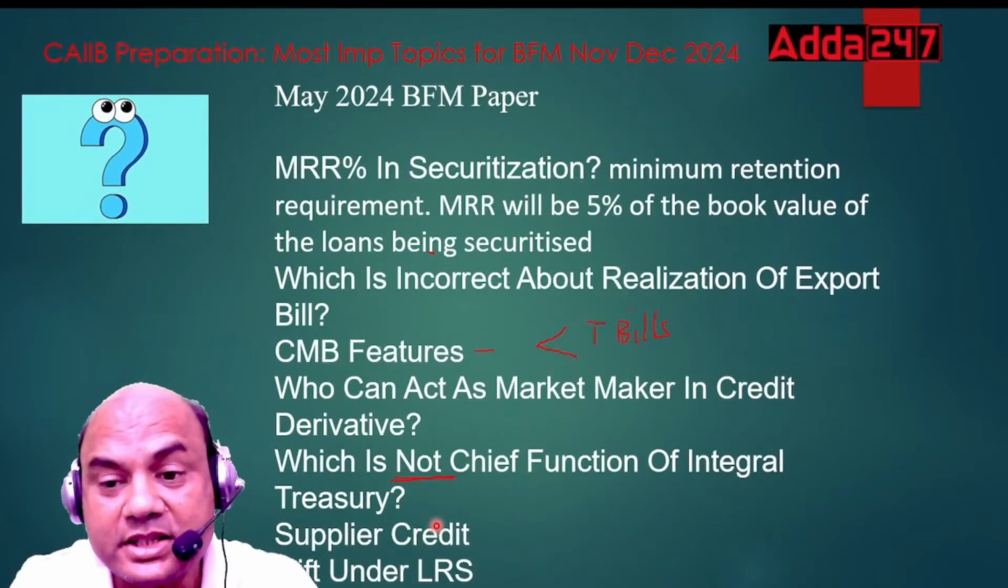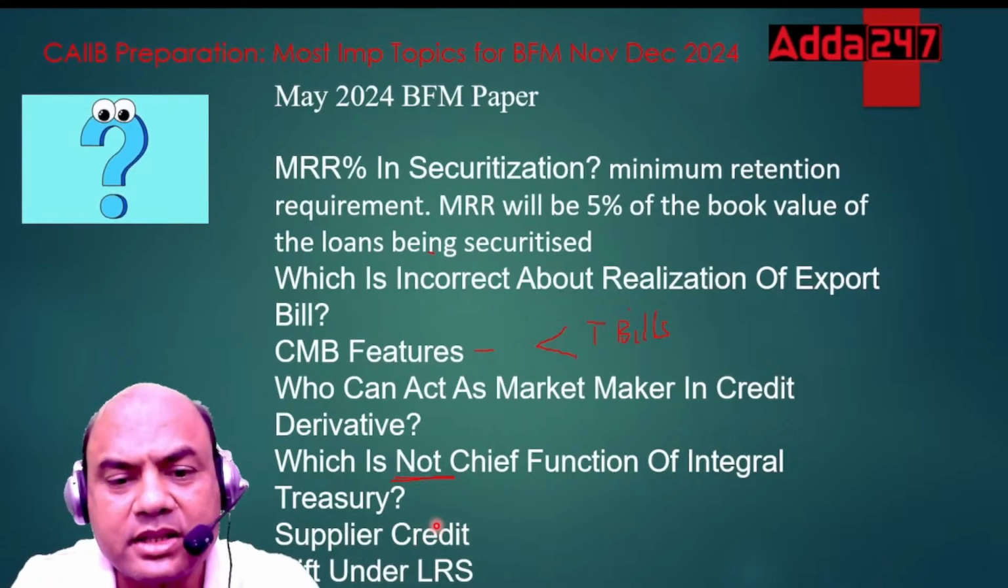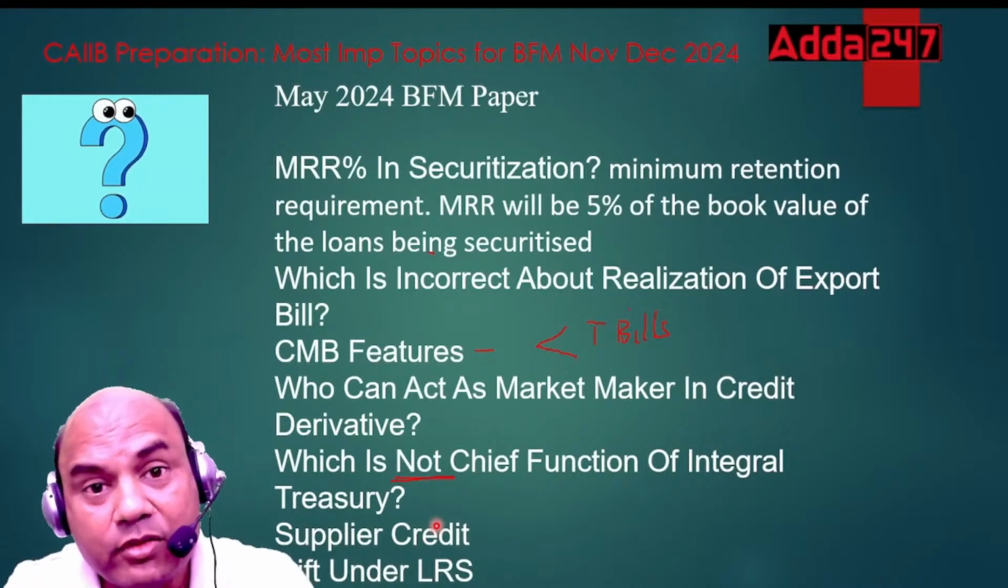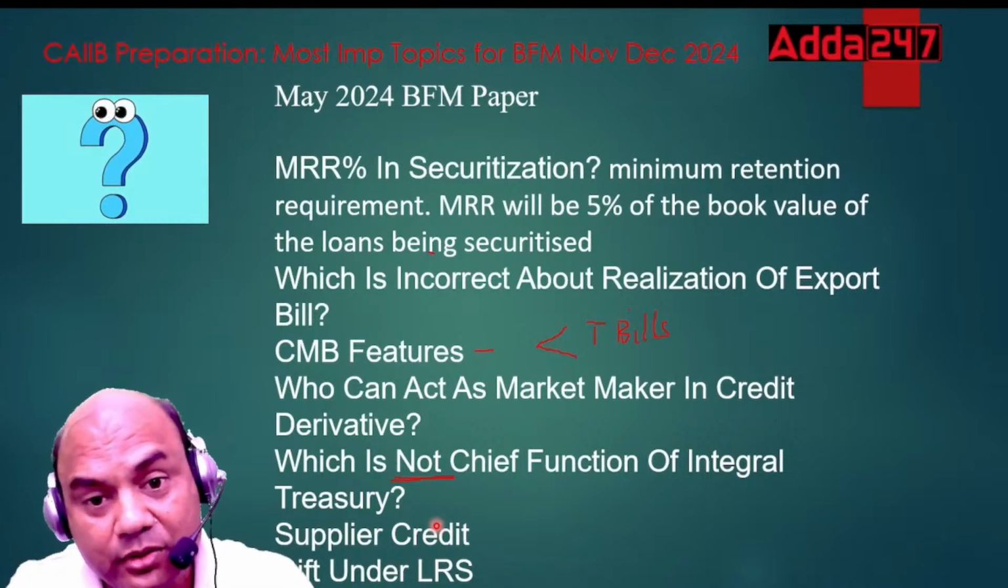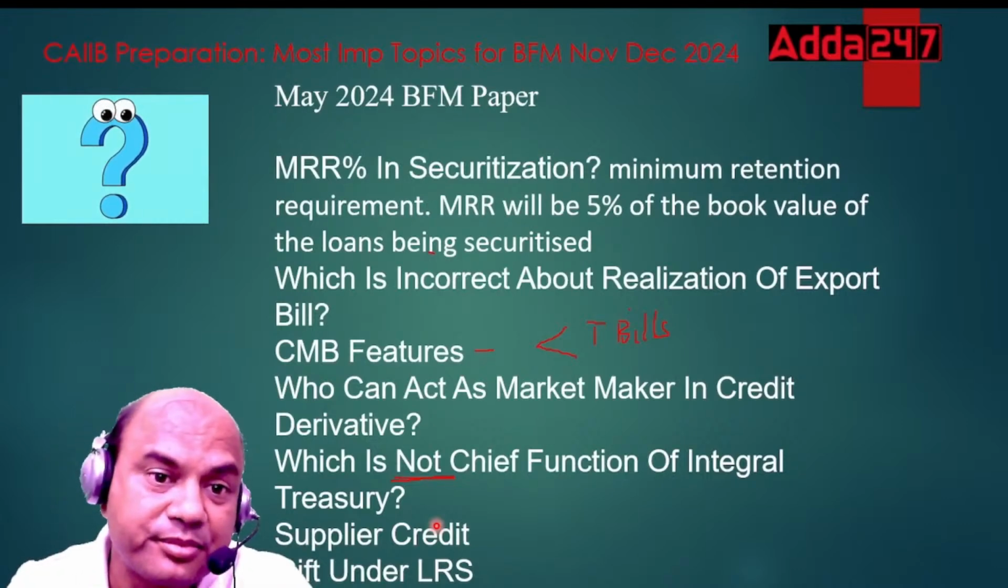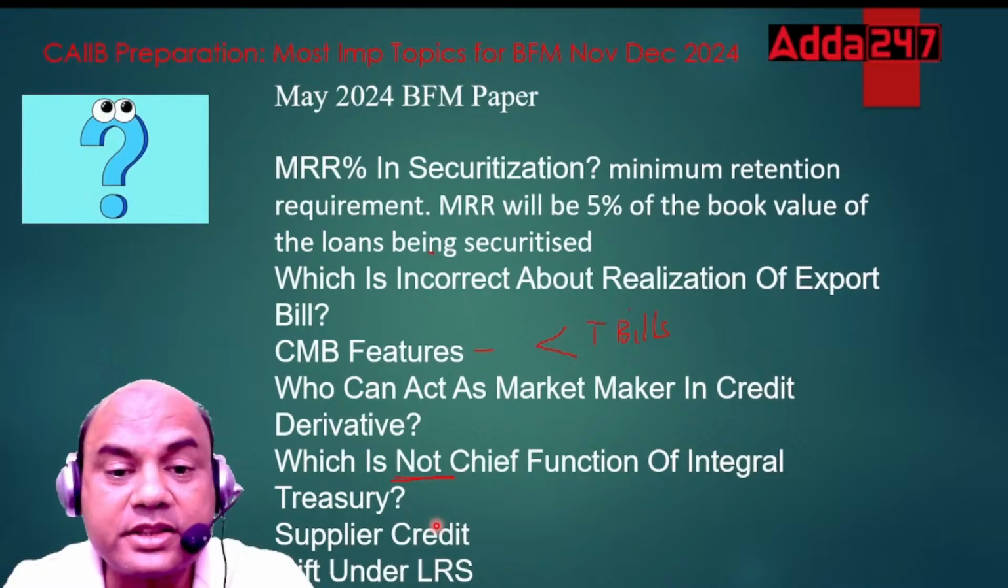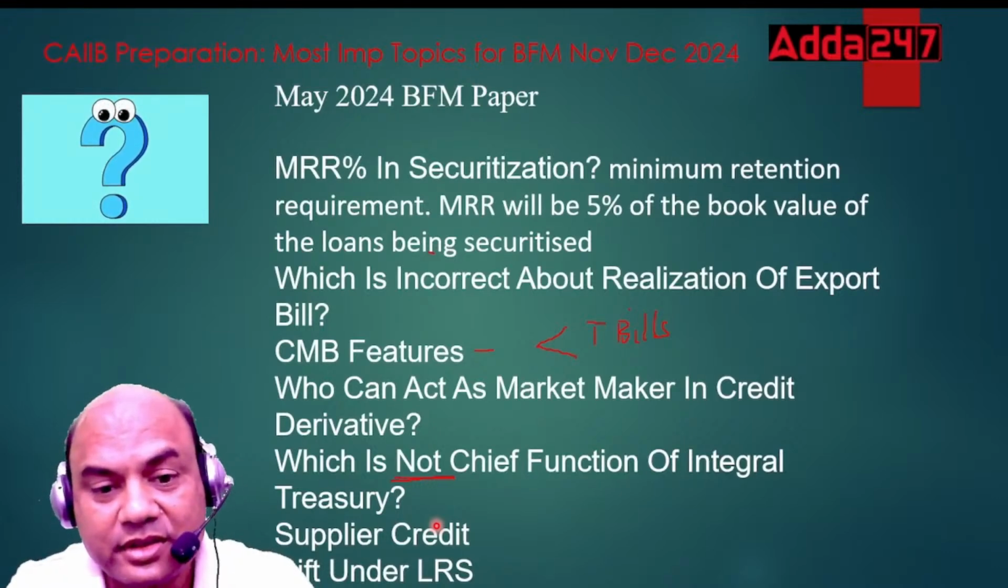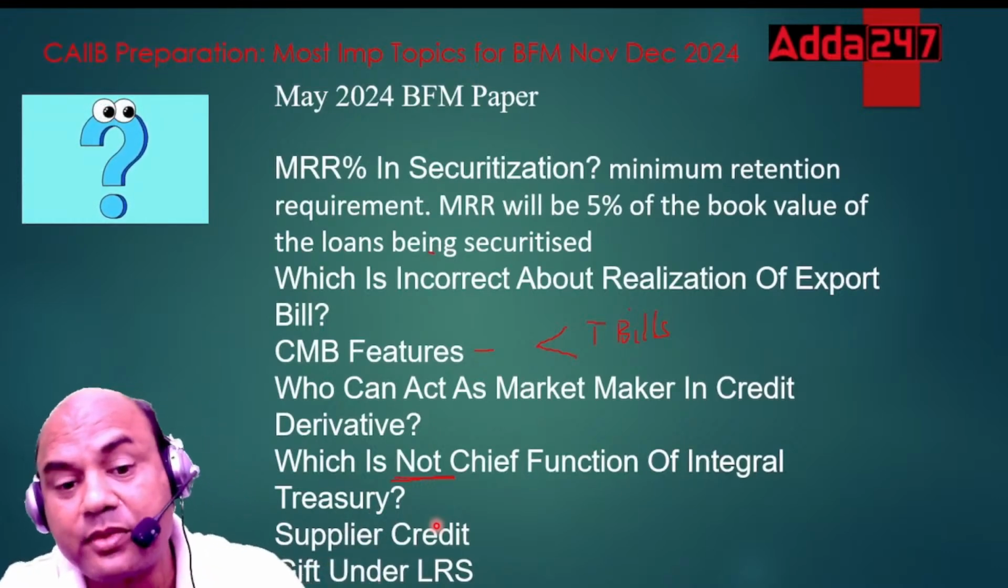MRR in securitization. MRR means minimum retention requirement. So MRR will be 5% of the book value. Kindly note, I have given the answer also over here. So MRR in securitization is 5%. Okay, now this was a question asked. That's why I have taken it.